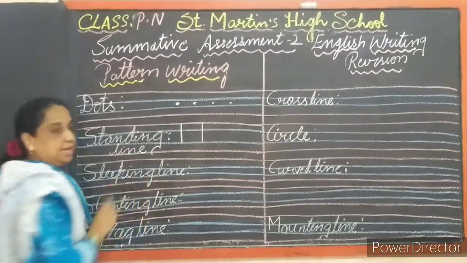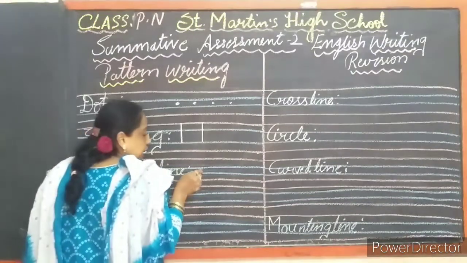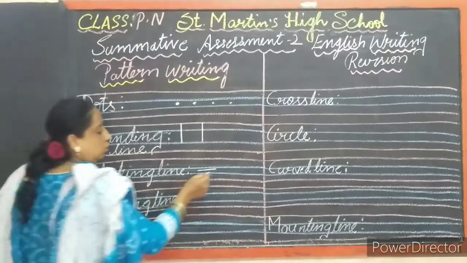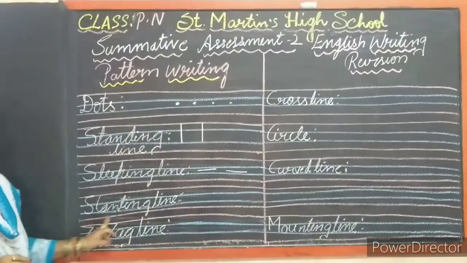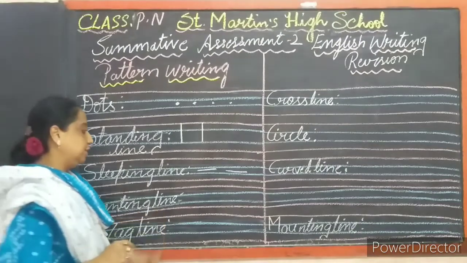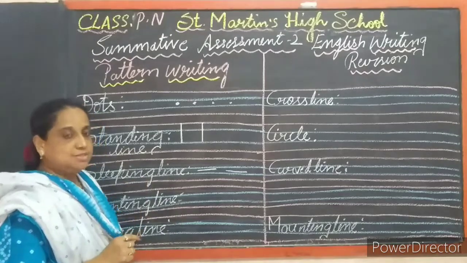Next, sleeping line. Sleeping line, you should draw one sleeping line in between the two blue lines. You draw one line, sleeping line. This is sleeping line. Next, slanting line. Slanting lines are two types of line. One is right slanting line and one is left slanting line.